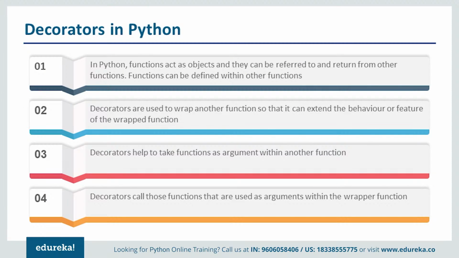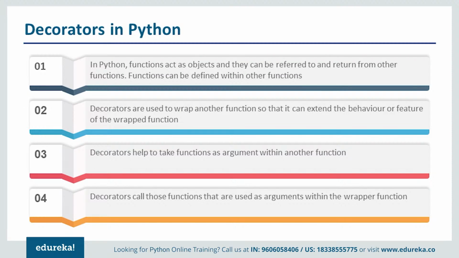Now decorators in Python are very important for the overall Python programming mechanism. In Python, functions act as objects, they can be referred to, and they can return values also, and we can have functions defined within other functions, nested functions. So decorators are used to wrap another function so that it can extend the behavior of the wrapped function. In order to extend the behavior of a particular function, we can use a wrapper, and these wrappers are known as decorators.